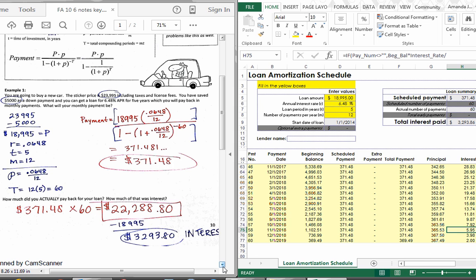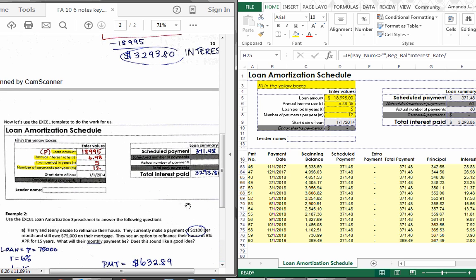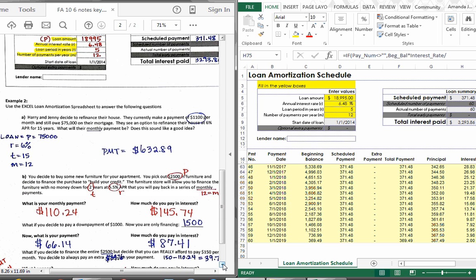All right, so on the next page, I just was showing you how you filled in this schedule. And we have an example. And this example is already worked out, but I'm going to show you how to do this in the calculator. So Harry and Jenny decide to refinance their house. They currently make a payment of $1,100 per month, and they still owe $75,000 on their mortgage. They see an option to refinance their house at 6% APR for 15 years. What will their monthly payment be? Does this sound like a good idea?